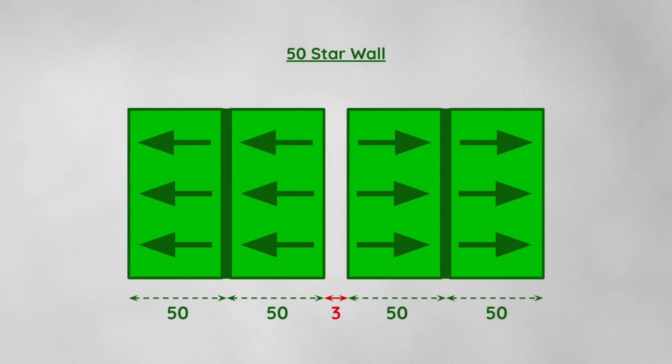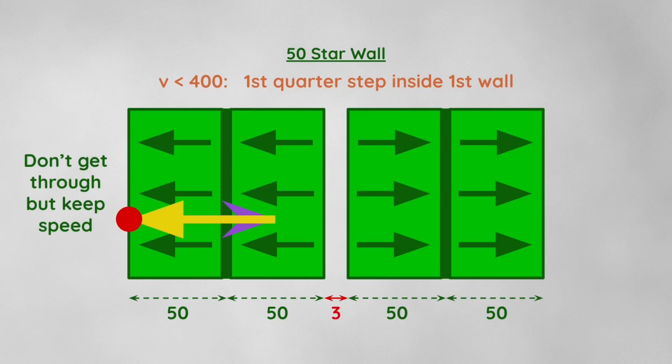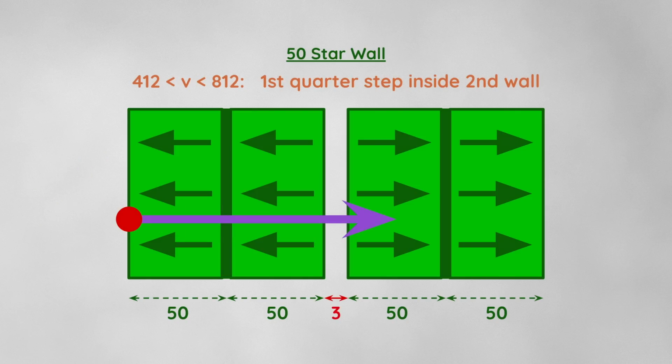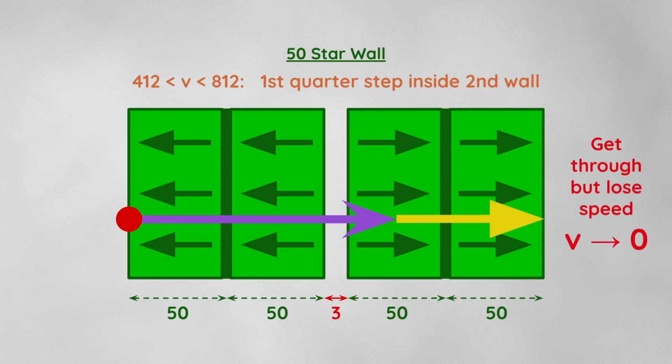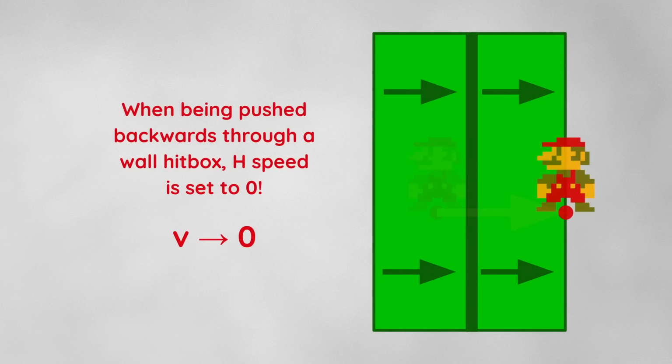First, let's see what happens if our speed is less than 400. Our first quarter step ends up in the front wall hitbox, so we get pushed back by the wall but keep our speed. If our speed is between 412 and 812, our quarter step ends up in the back wall instead, so we get pushed through to the other side. But we lost our speed after getting through. Why did that happen? Well, it turns out that whenever we get pushed backwards through a wall hitbox, the game sets our speed to 0.